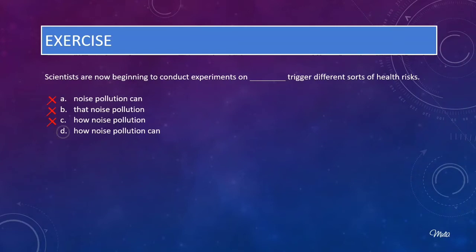The correct answer, because there is the noun clause connector how followed by the subject noise pollution and the correct structure of the verb, can trigger. So, the complete sentence is, scientists are now beginning to conduct experiments on how noise pollution can trigger different sorts of health risks.